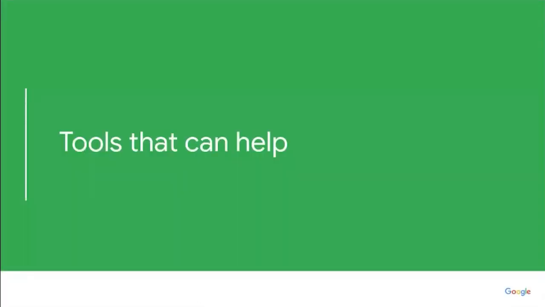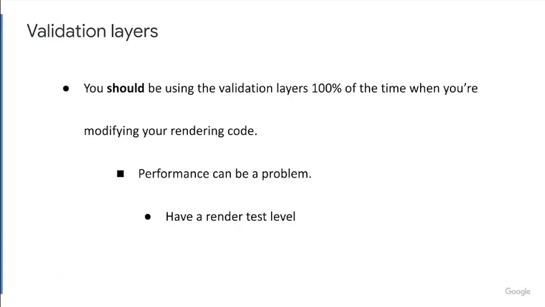There are some tools that can help. I'm going to go through this pretty quickly because I'm sure most of you know this. And this is the solution that we've taken till now in the ecosystem. So validation layers, right? You should be using the validation layers 100% of the time when you're modifying your rendering code. Some people will say, I can't, it's too slow. Well, you should have a render test level. I know that you need some artists to build it, and you have to figure out how you're going to exercise all your materials and all your render passes. But that's honestly what you should do. And you should always have the validation layers running.